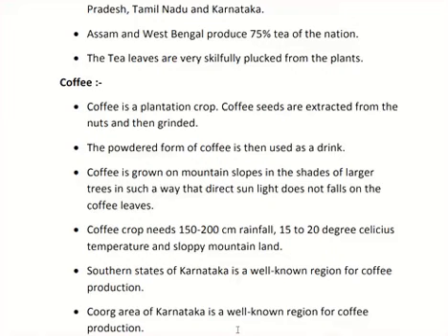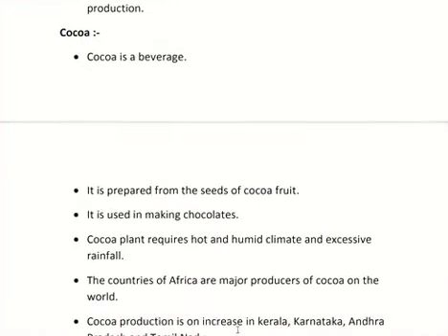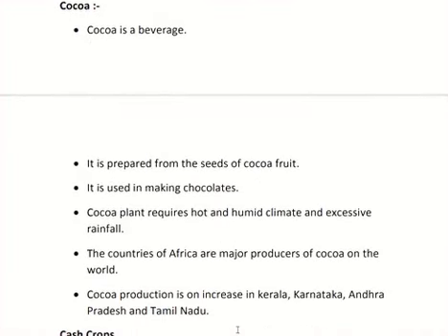Now the third beverage which is explained in your textbook is cocoa. Cocoa is also a beverage. It is also prepared from the seed of the cocoa fruit. It is used in making chocolates. Cocoa plants require a hot and humid climate and excessive rainfall.